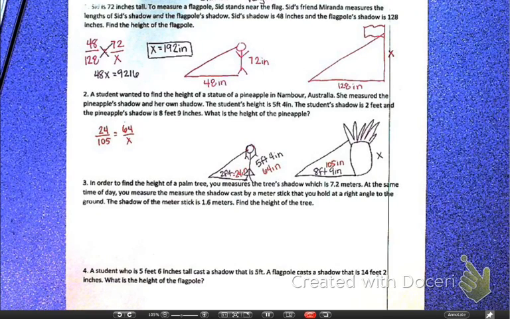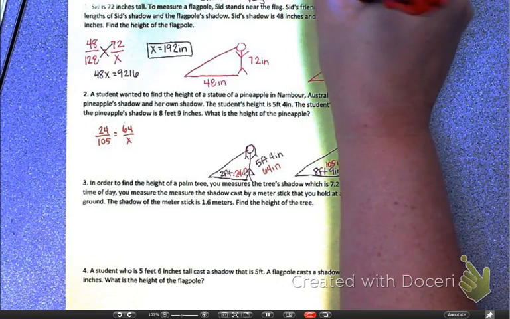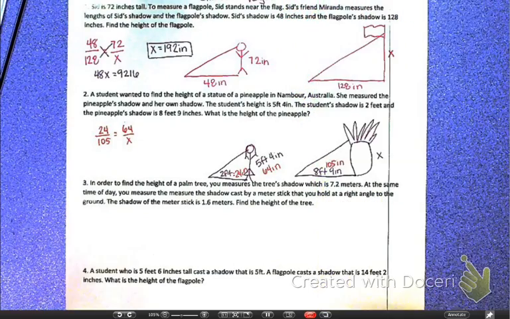Where did the 12 come from? 2 times 12. There's 12 inches in a foot. Oh. So 12 inches in 1 foot. Oh.